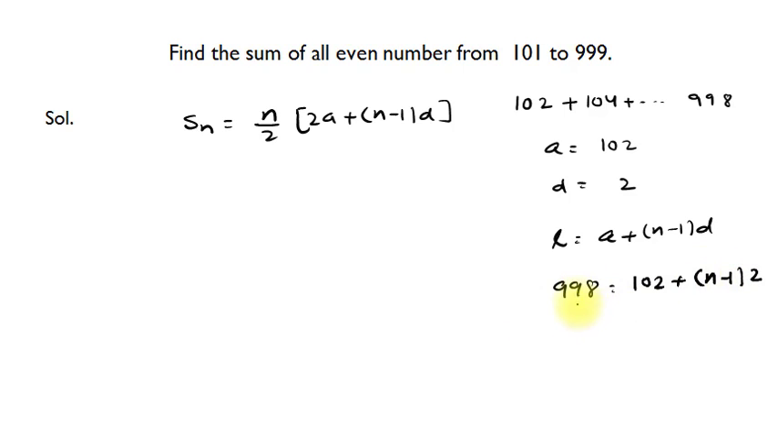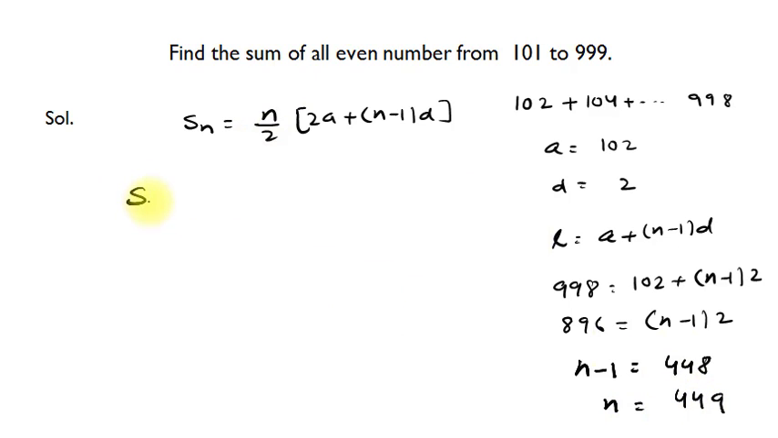So 998 minus 102, that is 896, is equal to n minus 1 into 2. So n minus 1 is equal to 896 divided by 2, which is 448. So from here we get the value of n is equal to 449. Now we get the value of n is equal to 449.